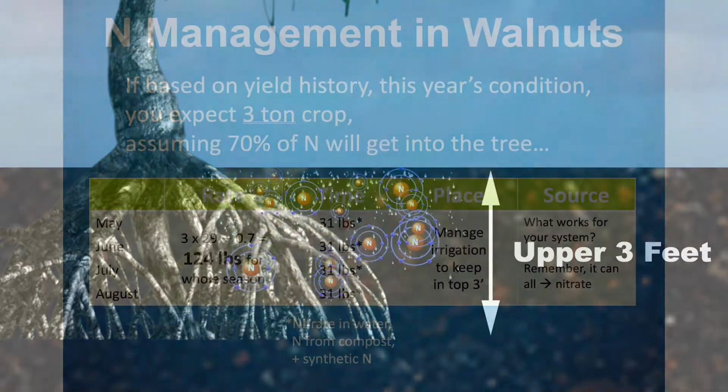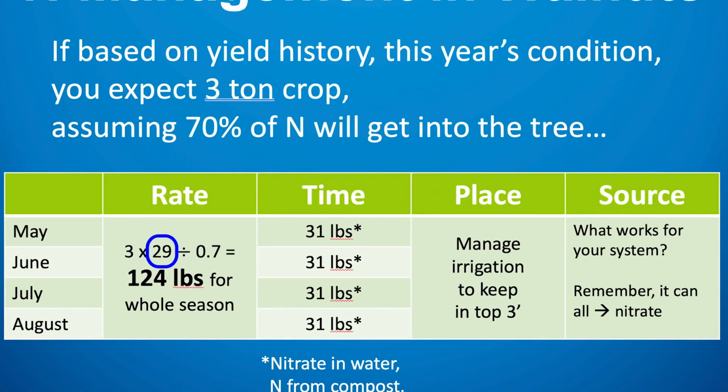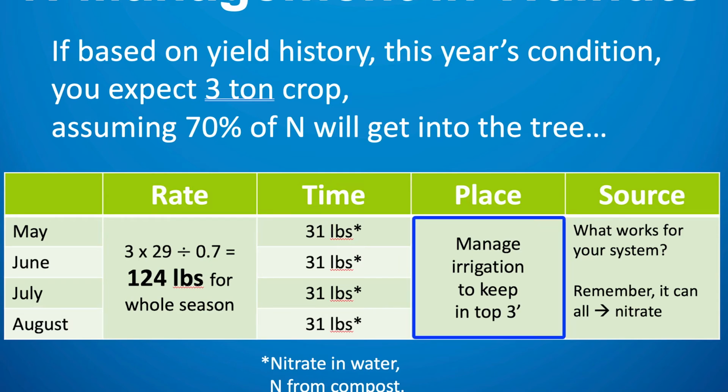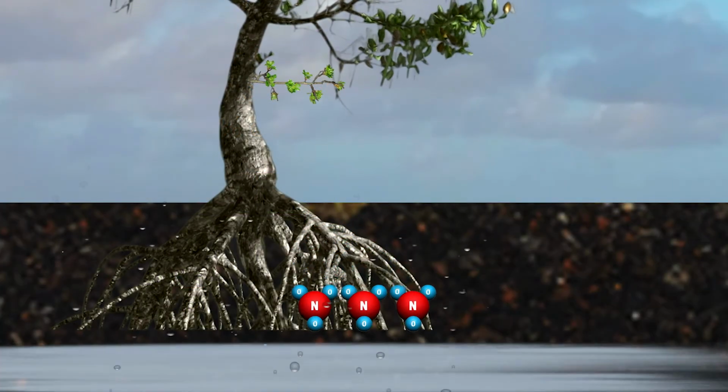Here is a summary of the takeaways from this session. 29 pounds of nitrogen for every ton of nuts that you plan on harvesting. Apply the nitrogen evenly over the course of the growing season. Don't put on more nitrogen than the plant is taking up and using. Be mindful of the amount of water applied in irrigations during and after fertilizer applications. Too much water can push excess nitrates past the root zone.